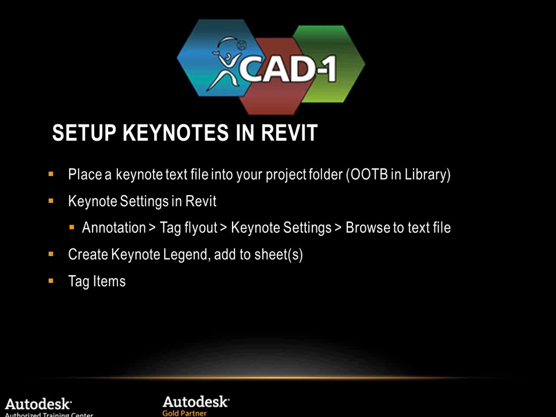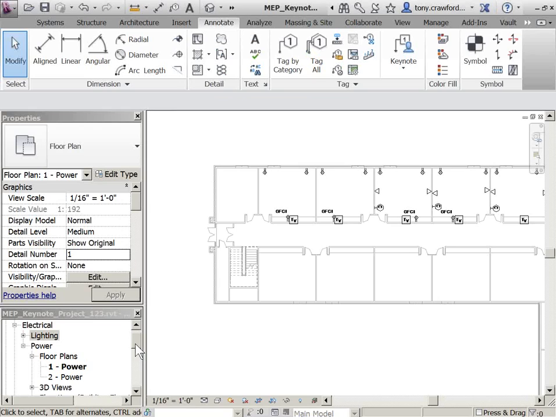I'll tell Revit which one it is. So the next step in the setup, and most of these you'll only need to do once per project, although the second step you may need to reload, and you actually go through the same step again. But for step 3 here, Keynote Legend, go back to Revit and create a Keynote Legend.